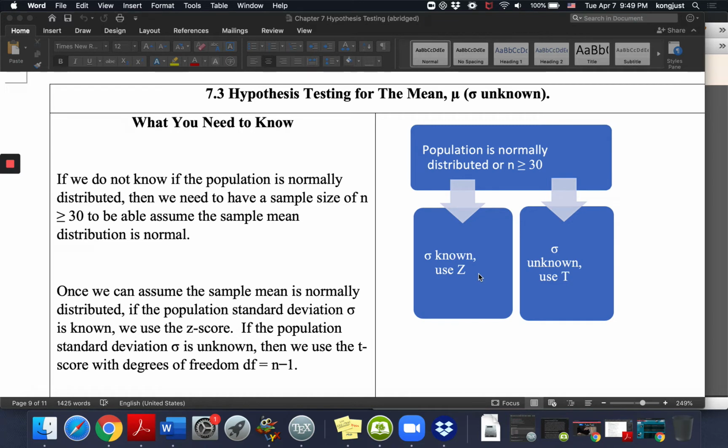It's basically going to be kind of like the way we tackled 6.3 with the t-distribution instead of the normal distribution. All right, once we can assume the sample mean is normally distributed, if the population standard deviation sigma is known, we use the z-score. If the population standard deviation is unknown, then we use the t-score instead, with the degrees of freedom df equals n minus 1. That's just like before in 6.3, right? Remember that? The degrees of freedom, we just take the size of the sample and subtract 1.